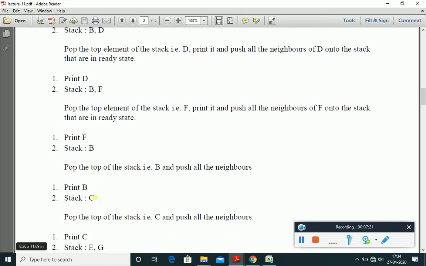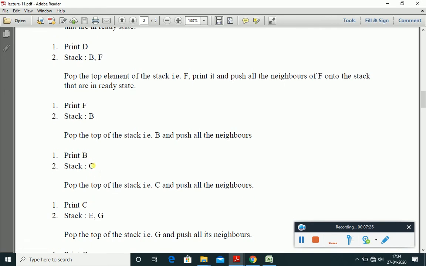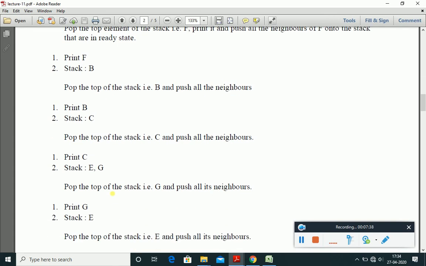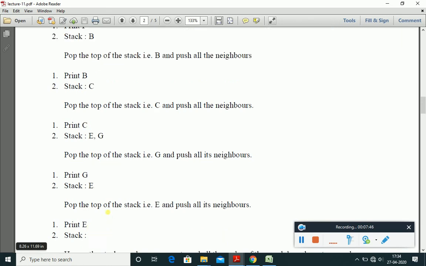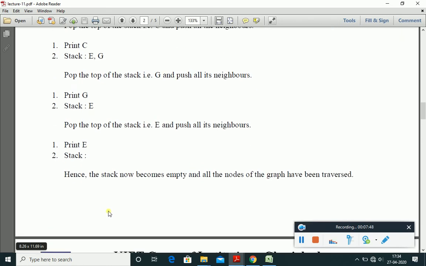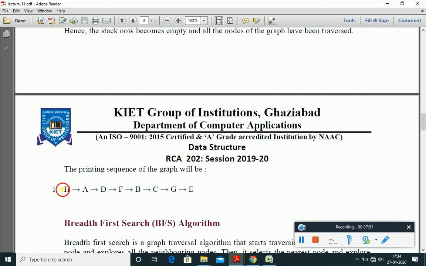Those which have not been discovered yet. C has not been discovered yet, so we are pushing C into the stack. Then we are popping out C and finding the neighbors of C. The neighbors of C are E and G. Then we are popping out G, and no neighbors are available that we can push. So in the end we are popping out E. So this is the final sequence in which we can traverse the graph by using the concept of depth first search.